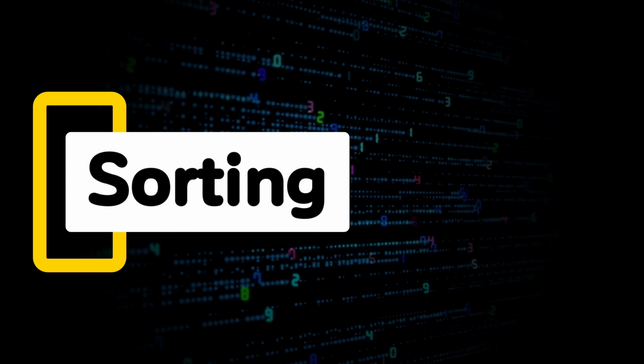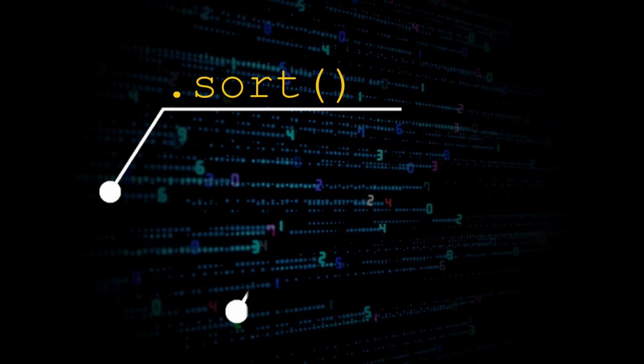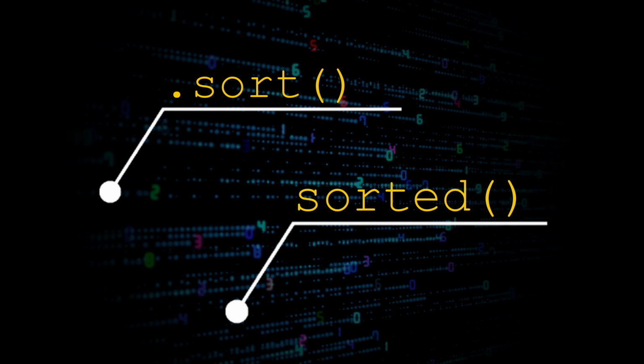Sorting is one of those things every Python program eventually needs. Python gives you two tools to do it, the .sort method and the sorted function. They look almost identical, but the difference between them will save you from bugs later. Let's break it down line by line.